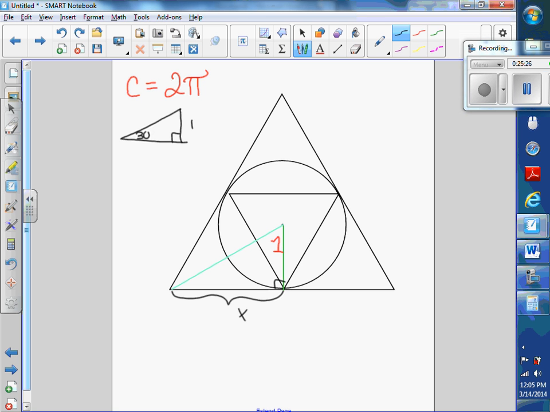So if I want to find X, in reference to 30, I have opposite and adjacent. Do you see that? I have the opposite and the adjacent, so I would have to say tangent. Look at the top of your page. That's the ratio between the opposite and the adjacent.